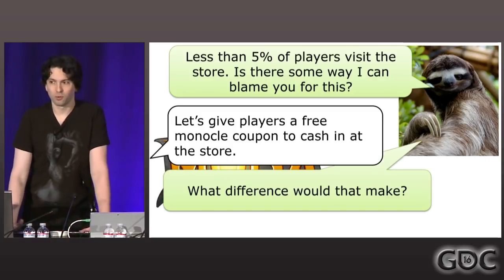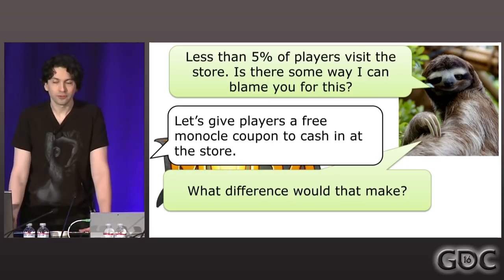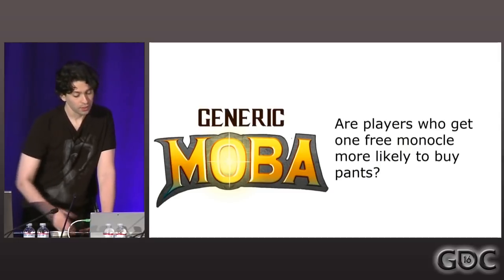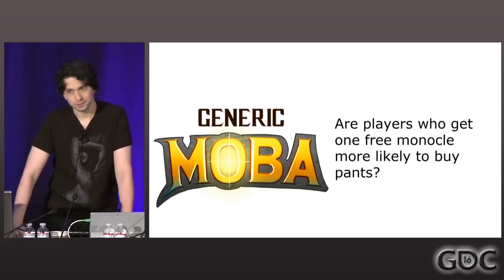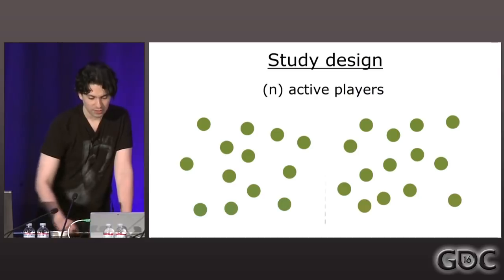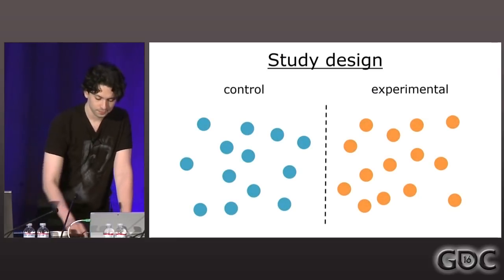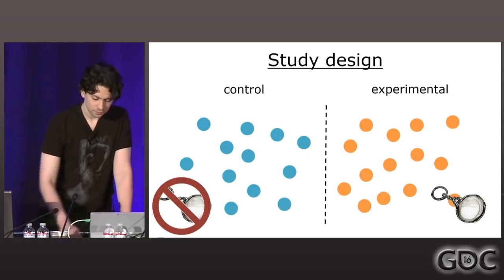And Fred's like, wait, we're not selling any pants, and now you want to lose the revenue on monocles as well. What difference is this going to make? Here's our question. Are people who get a monocle more likely to buy pants? All right, let's do a scientific study once again. We've got our players. Let's cut them into a control group and an experimental group. Experimental group gets monocles. Control group gets no monocle coupons.